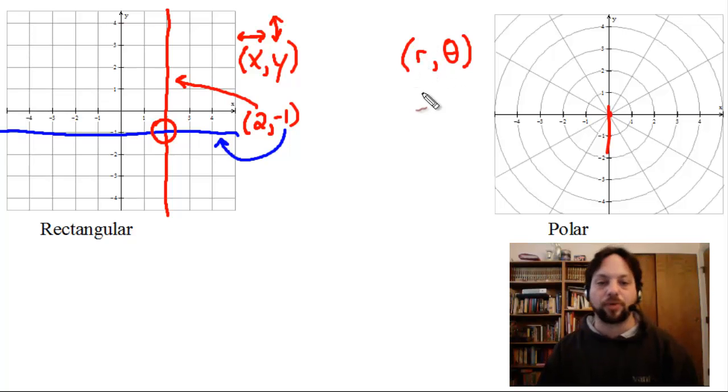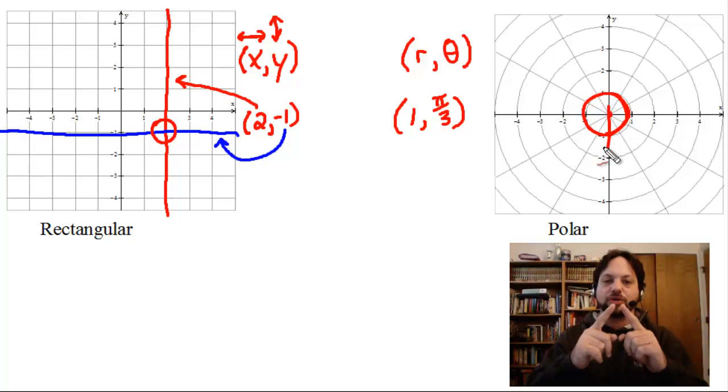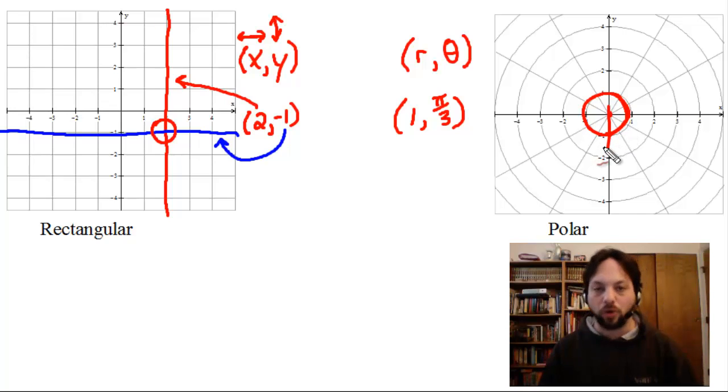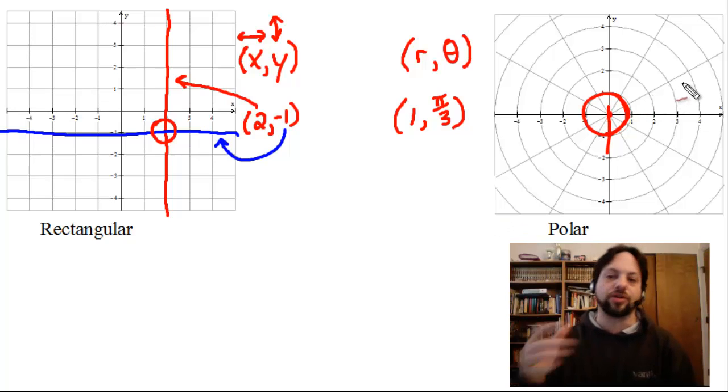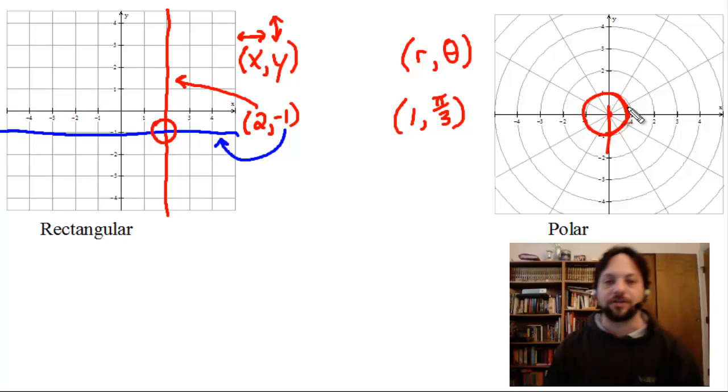So, if we do want to plot a point in the r comma theta sense, let's just go ahead and plot, just for fun, 1 comma pi over 3. So the 1 for r tells us that the point we're looking for is going to be located somewhere on the unit circle. That is, it's going to be 1 unit away from the pole. Of course, if r were 2, it would be on the second unit circle, or the third, fourth unit circle, and so on. So r always represents a circle that is a uniform distance from the pole.